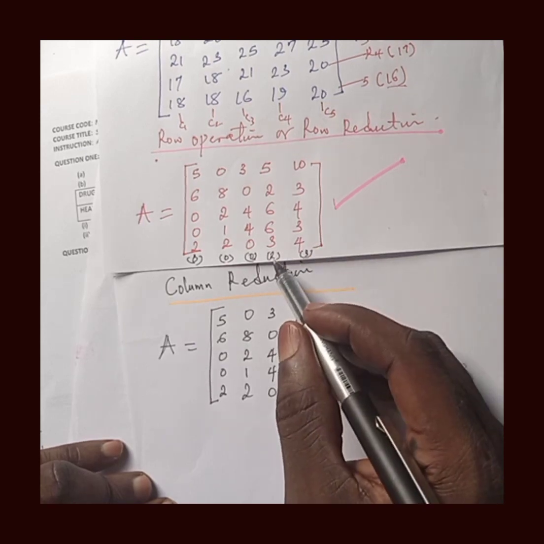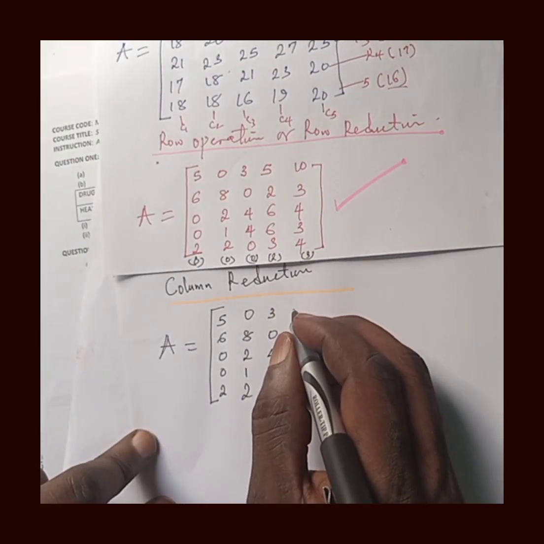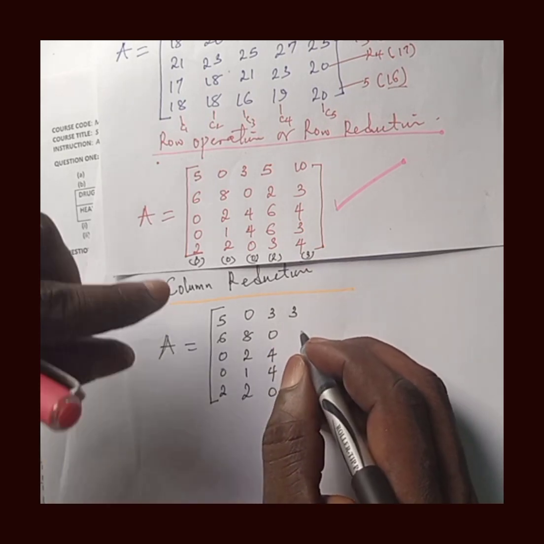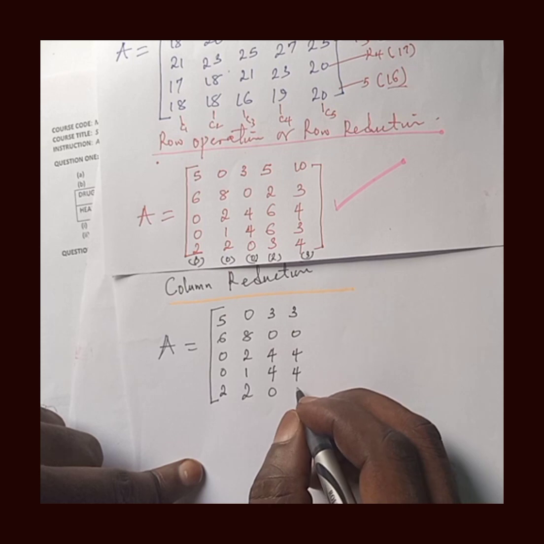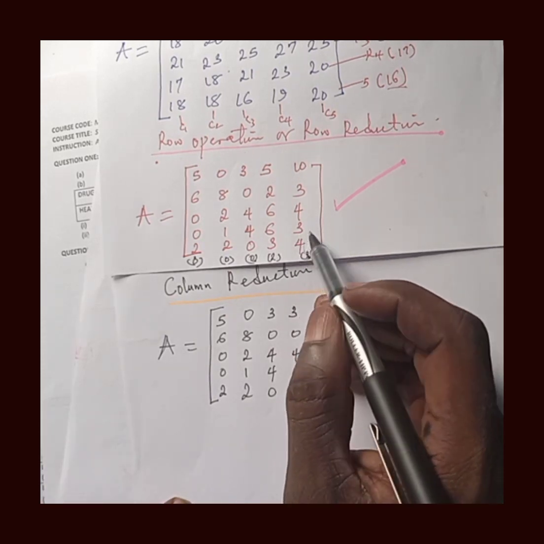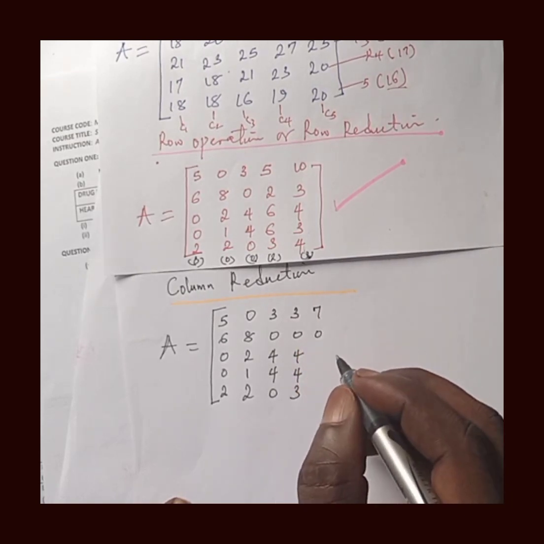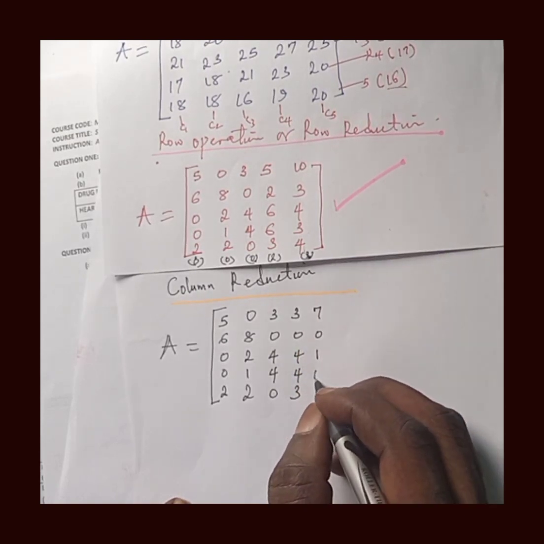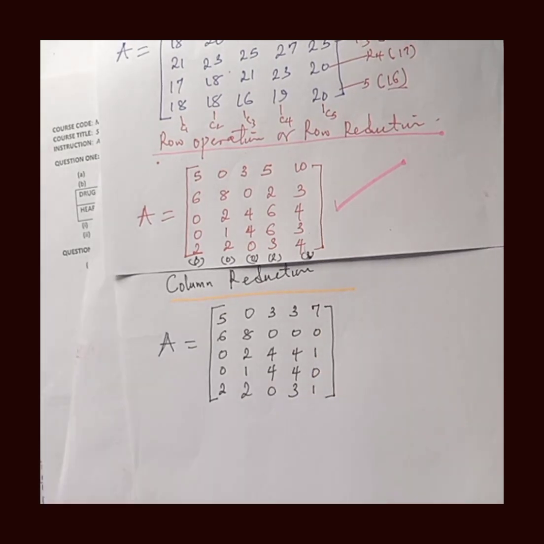So the next one is 2. By the time you subtract from this one, it will remain 3, this one will remain 0, this one will be 4, this one will be 4, and this one will be 3. This one, the smallest element here is 3. By the time you subtract, this one will be 7, this one will be 0, this one will be 1, this one will be 0, this one will be 1. So we are done with the column reduction.